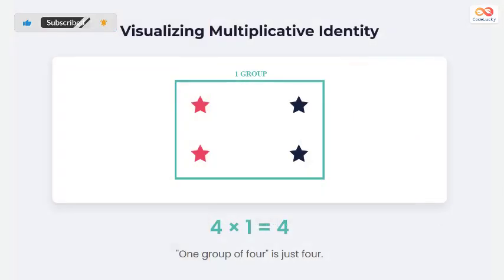Think of multiplication as making groups. If you have one group of 4 items, how many items do you have in total? You still have 4. Multiplying by 1 means you have exactly one copy of the original amount. The value does not scale up or down, it preserves its identity.